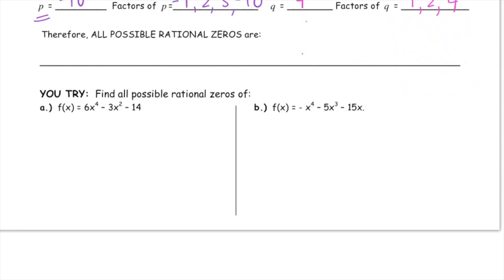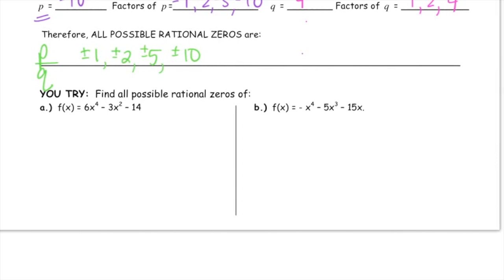But I'm not done. What did they say I need to do now? I need to put all my p's and q's over top of each other. So I start with my p's. So my p's are positive negative 1, positive negative 2, positive negative 5, positive negative 10. And it says I'm supposed to put it over all of the q's. Well, where are my q's? Well, I guess I could start with 1. I could put every single one of these over 1, but that doesn't change anything at all, right? So I'm not even going to bother putting them all over 1 because they would be exactly as they are now.